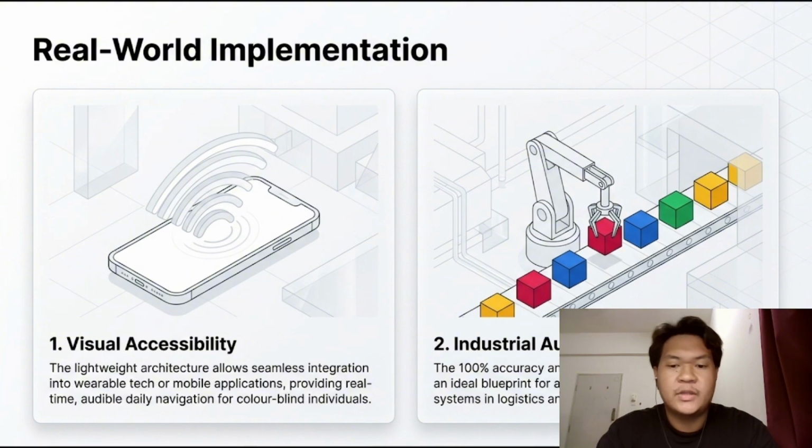And the second one is it may also be used in industrial automation, because it can achieve almost 100% accuracy and help in the sorting process in industry. So it can reduce the manual sorting process and increase the productivity of the industry. So that's all for my part. Thank you very much.